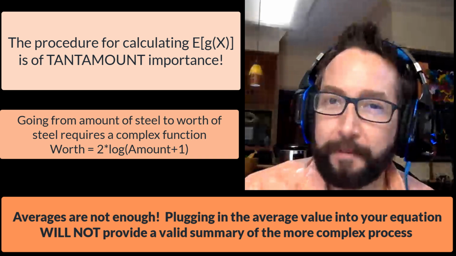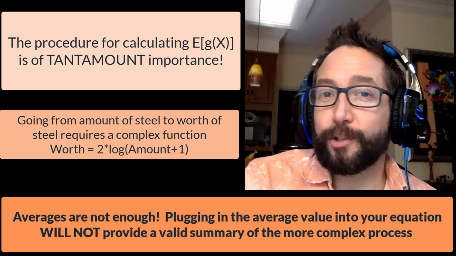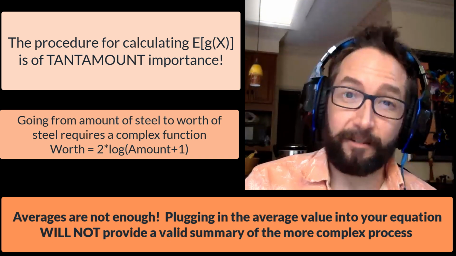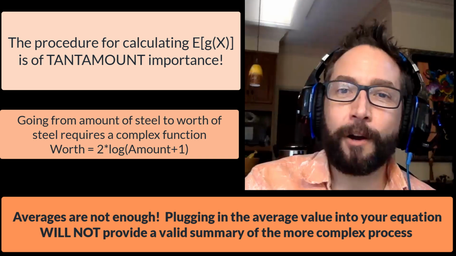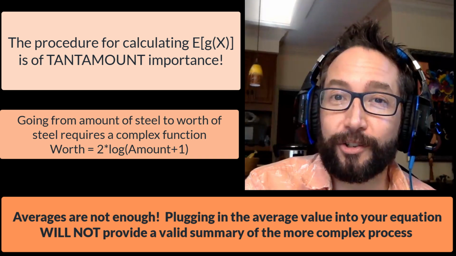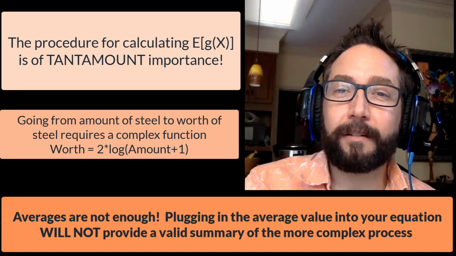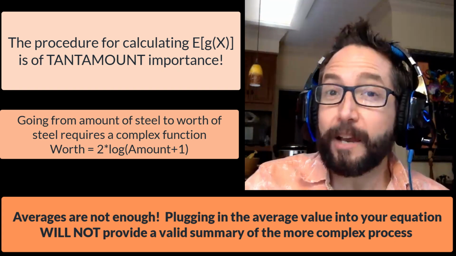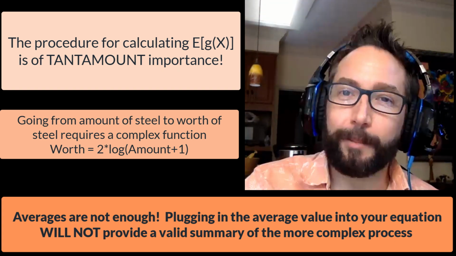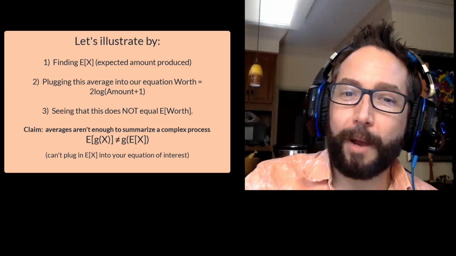So a function of a random variable or a process with 2 or more random components that interact. And let's really hit that home by doing the calculation for the expected worth the wrong way, something that we would be tempted to do if we didn't know any better. So what do I mean by that?